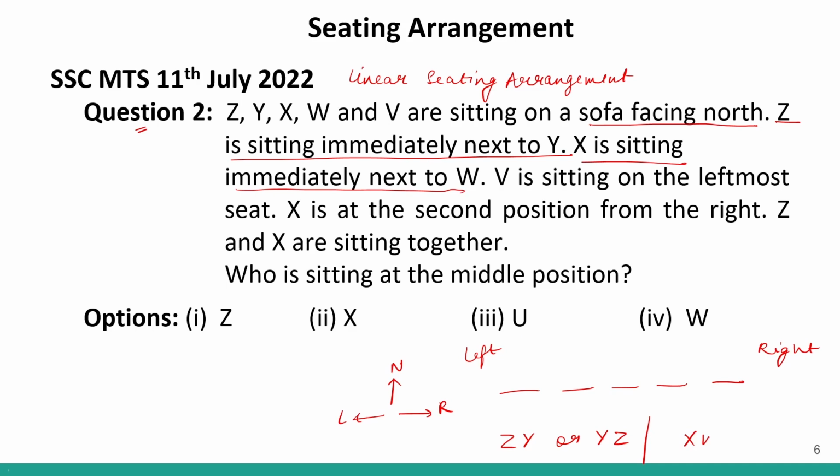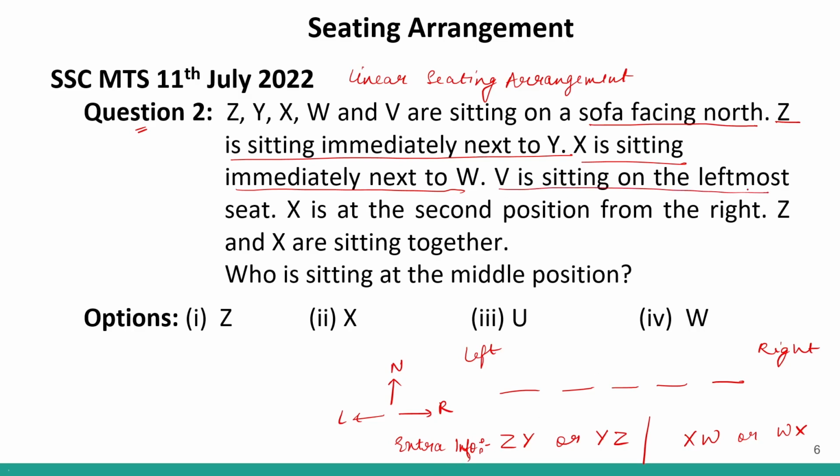Similarly, if X is sitting immediately next to W, we can have two positions. X can be right of W or X can be left of W. So this much extra info is given to us, but we cannot use this information as of yet. Okay, let us move forward.